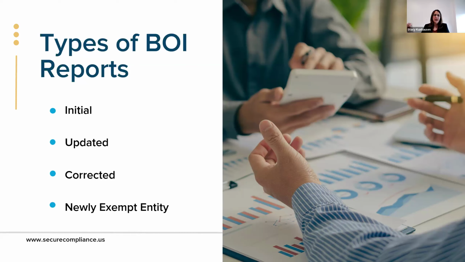So with these updated or corrected reports, or the newly exempted reports, those are required to be submitted within 30 days. So if one of your beneficial owners changes address, you only have 30 days to file an updated report. So unlike a lot of the other types of reports that you have to deal with as a business owner, as an example, there's not an annual filing requirement. You file your initial report, and then you're required to keep this information updated as often and as many times as it takes to keep that information updated.